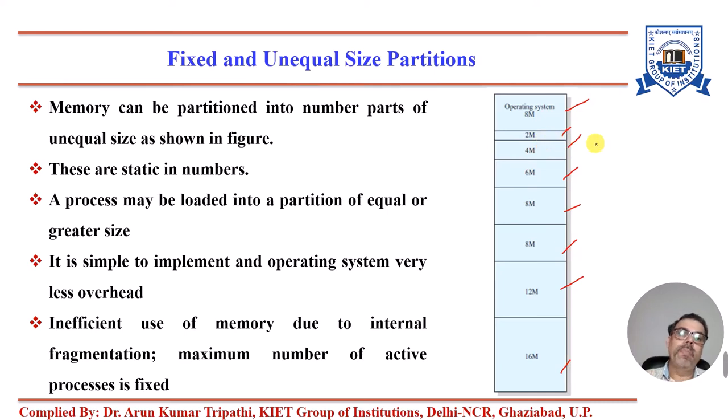So it is fixed. If a process needs only 1.5 MB, it should be allocated to the smallest suitable one. Why waste the space by allocating it to the 16 MB partition? When we allocate it in the 16 MB, there is a lot of wastage of space. So there should be an optimal technique. We will discuss in this video a little bit later what technique should be used. These partitions are static in number.